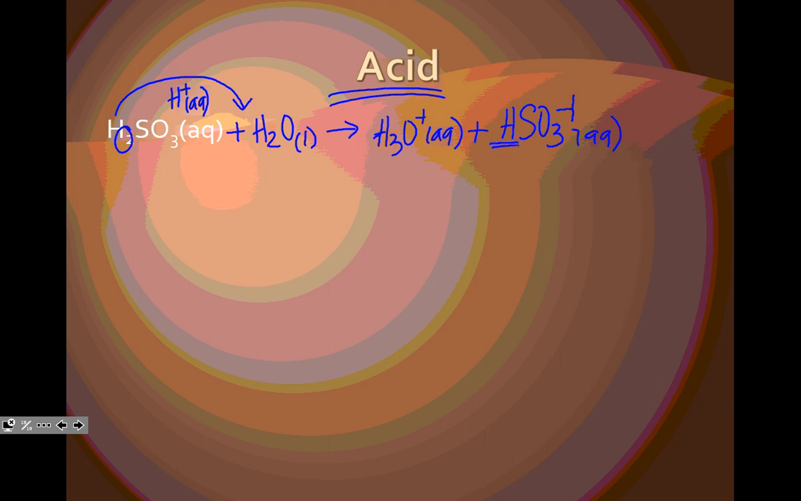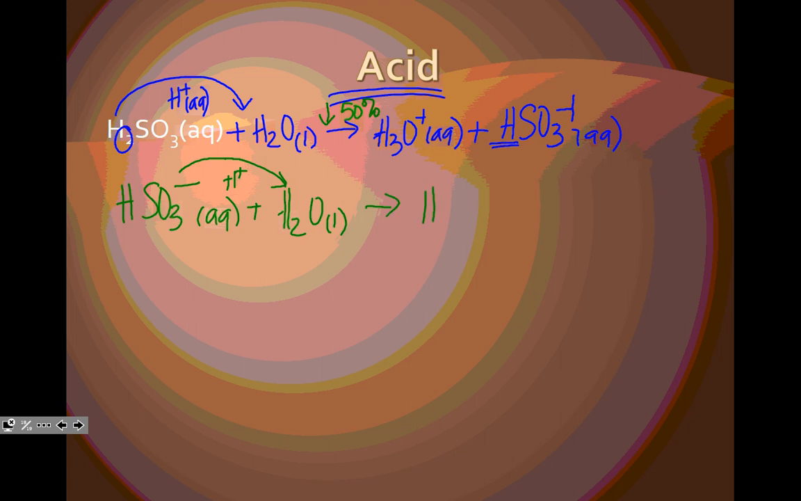Now I have a hydrogen here. I have to react again in order to get rid of that hydrogen. So I have HSO3 minus, and this is less than 50%. It's going to react with water again. That hydrogen is going to go and react and bring with it a positive charge. So we have the presence of H3O plus.